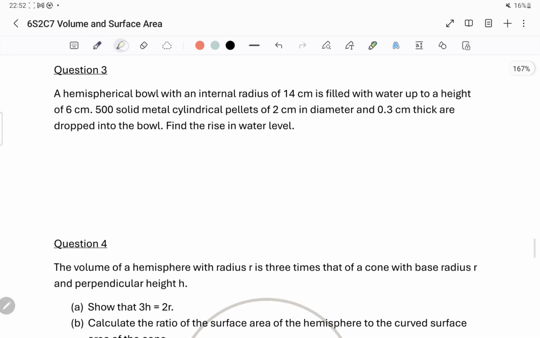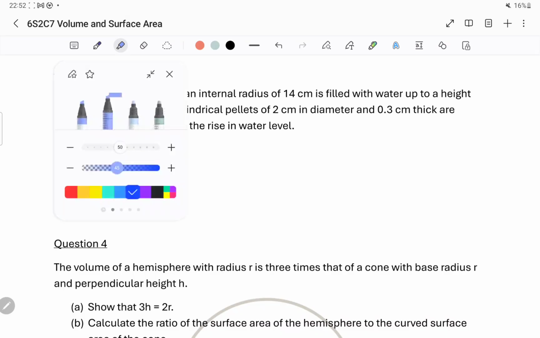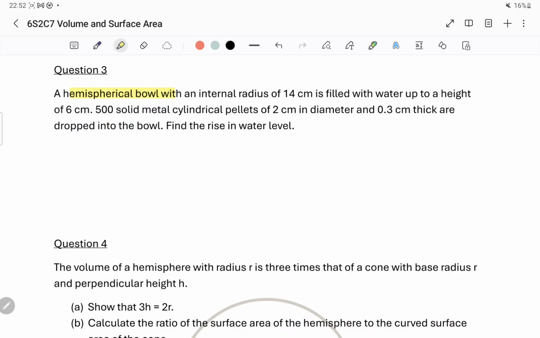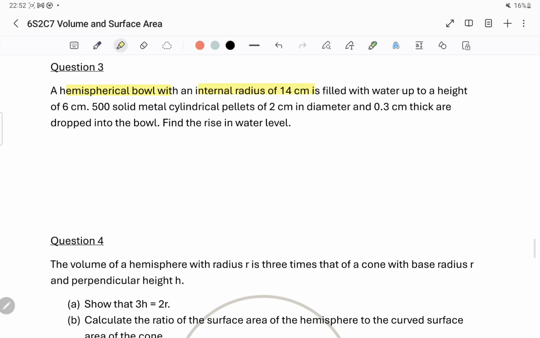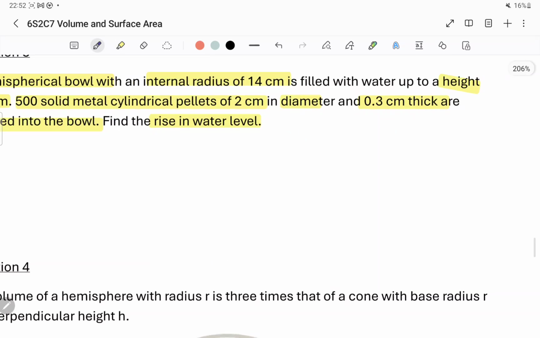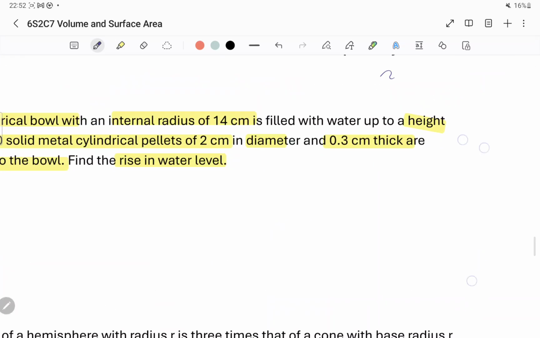Question 3, a hemispherical bowl has an internal radius of 14 cm filled with water up to a height of 16 cm. 500 solid metal cylindrical pellets of 2 cm in diameter and 0.3 cm thick are dropped into the bowl. Find the rise in the water level. So this one would definitely involve your volume.